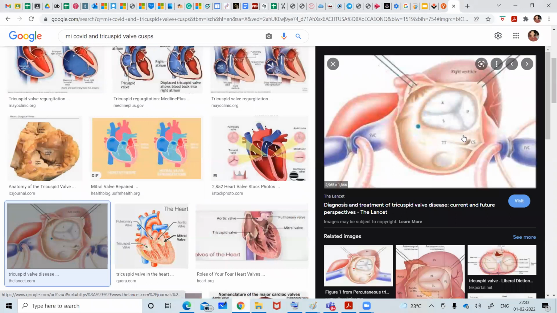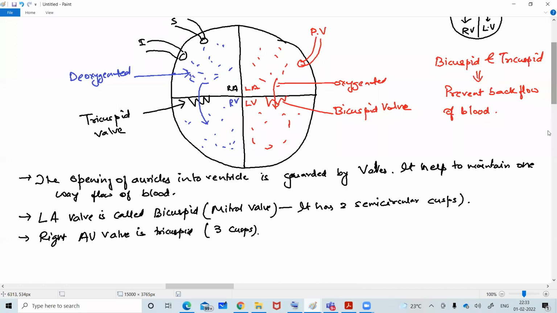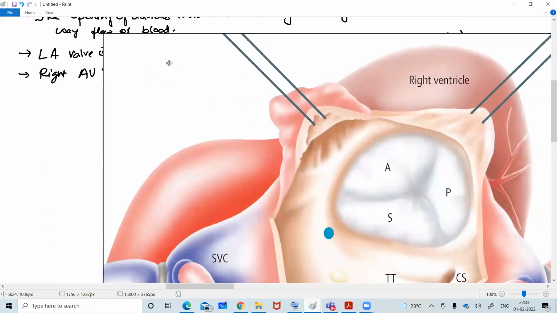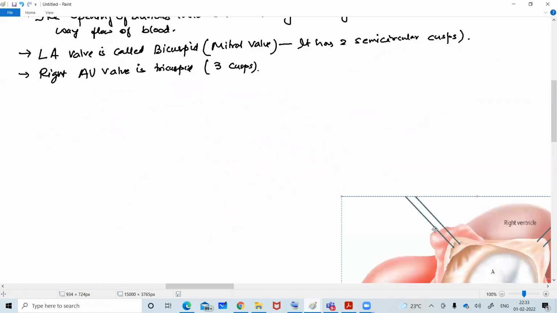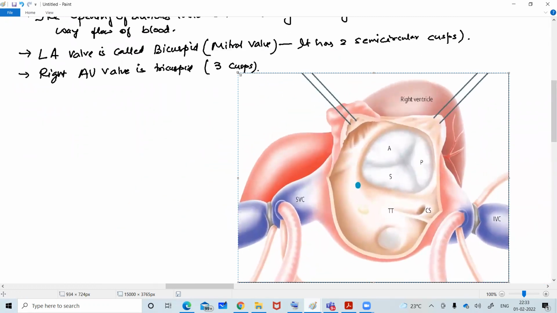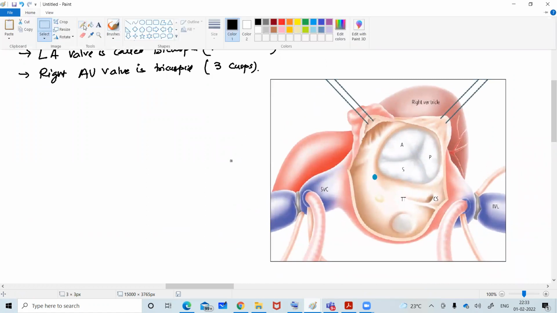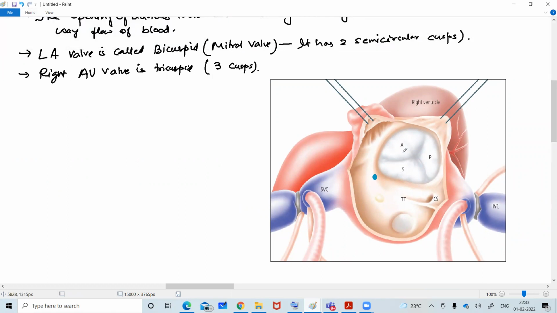Yeah, you can see here. You can see the cups, C shape. Yeah, here you can see the cups. Cups are highly visible here. At least one you can see, you will come to know. So this is first, this is second, and this is third. 1, 2, 3. Three cups are there. In the same way, bicuspid has two cups, right?